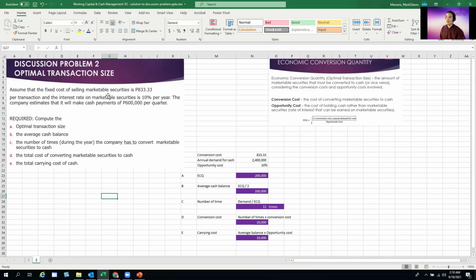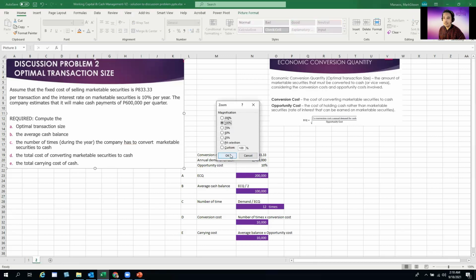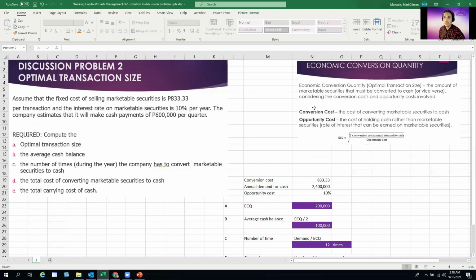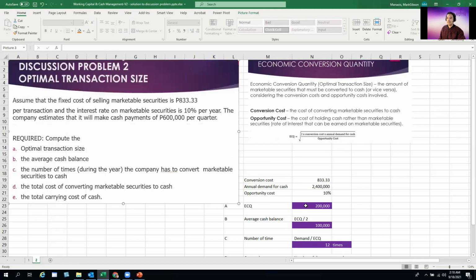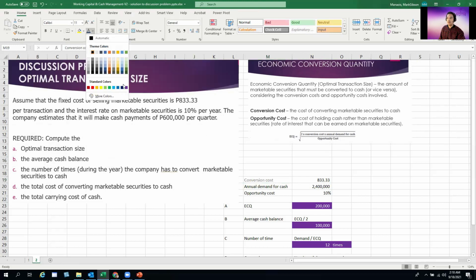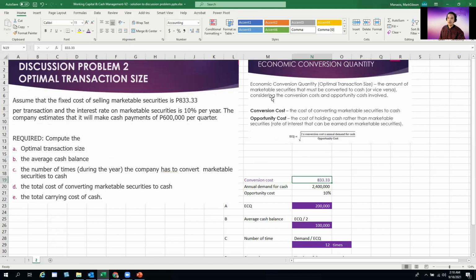Isa-isahin natin. Ang approach natin, class, isa-isahin natin, and at the same time, ilagay na rin natin dito yung concept, no? So that may makita natin kung paano, especially it includes formula. Okay. So ano ba yung mga given? Inisa-isa na natin yan kanina pero ulitin natin. Sabi natin meron diyang conversion cost of 833.33. So happy ka na dyan.